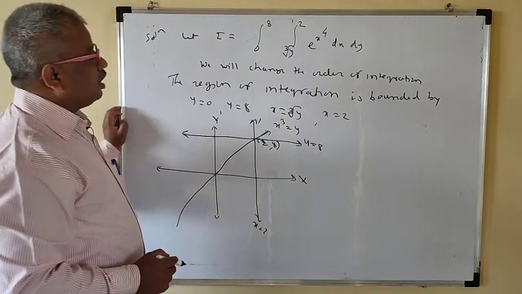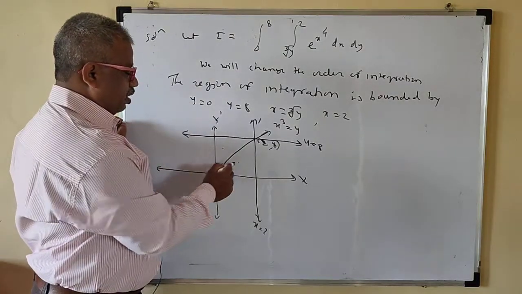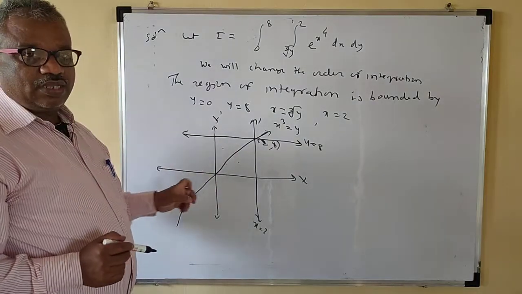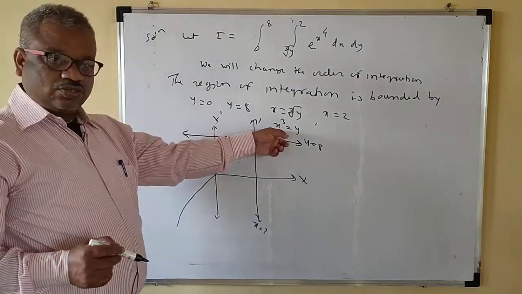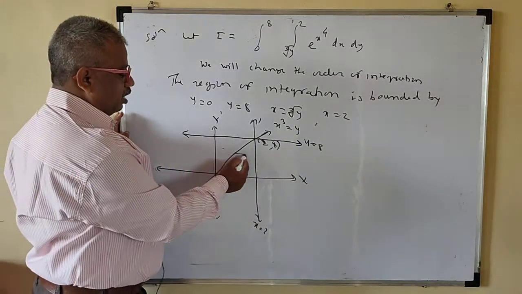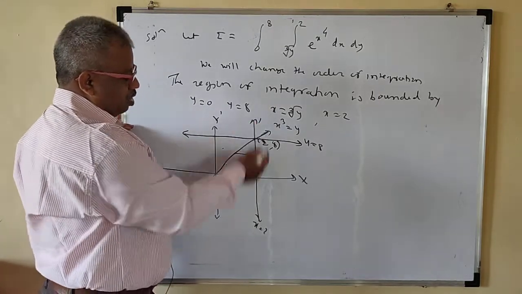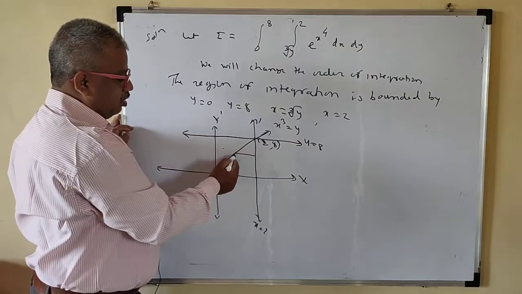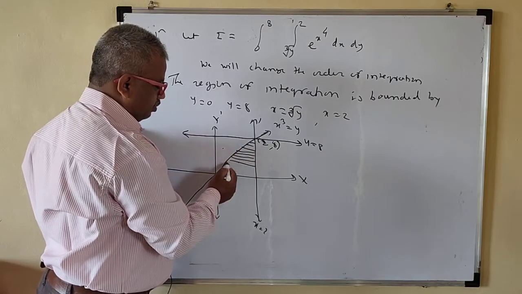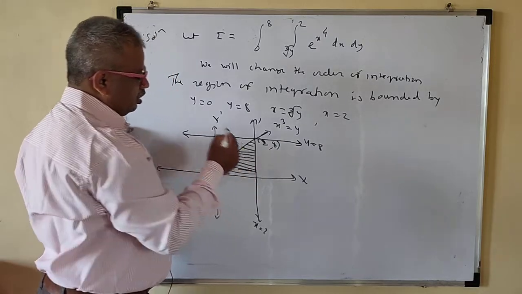Now see here, these are the limits of x. That means your strip is parallel to x axis. Your lower limit, the left limit, is on the curve x cube is equal to y. And the right limit is x is equal to 2. That means this is your region. So we draw this region. This is the given region.